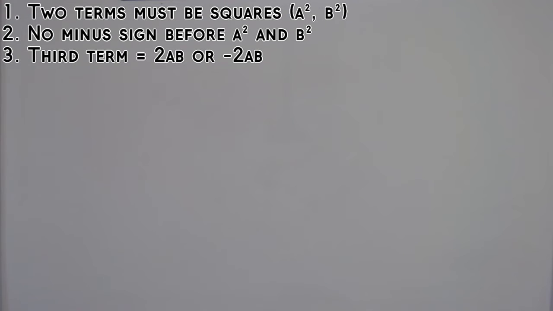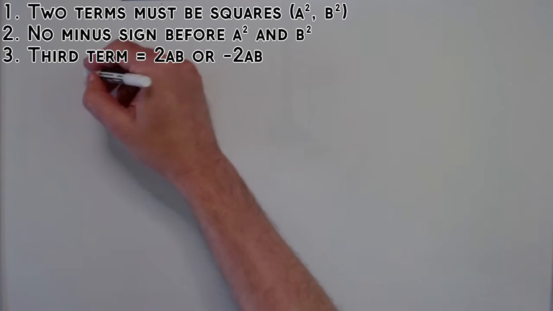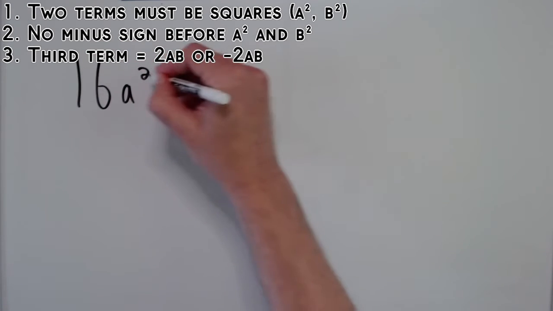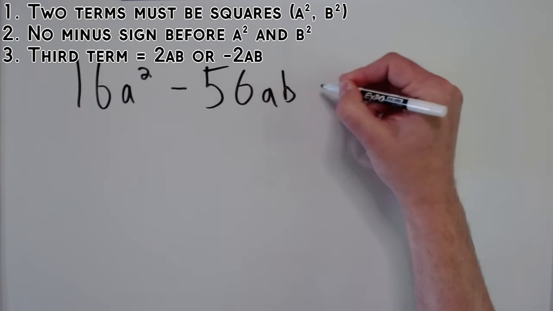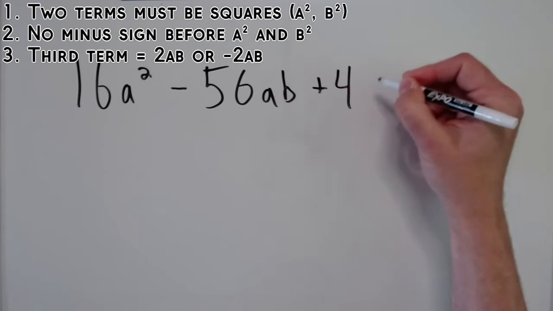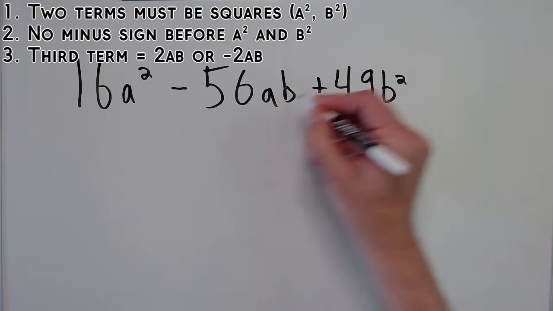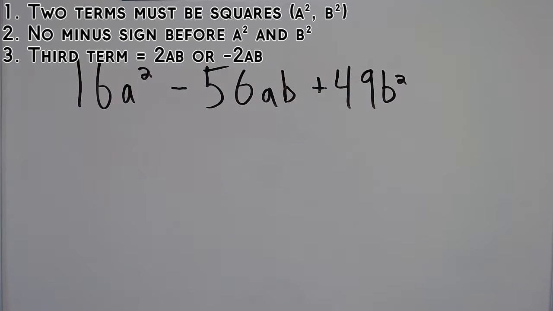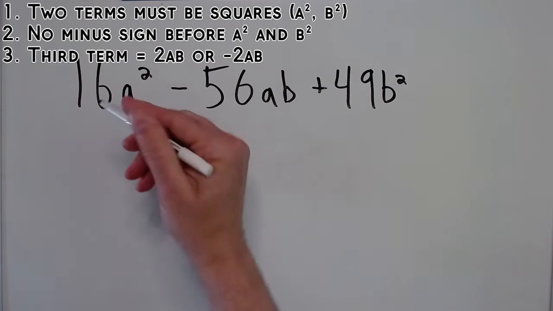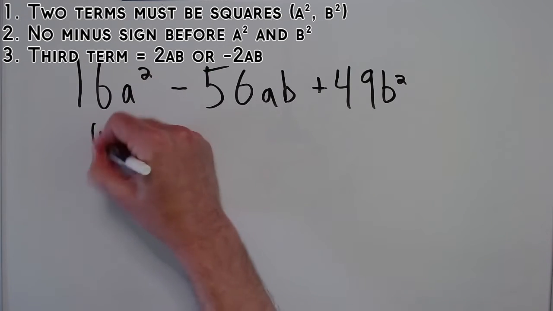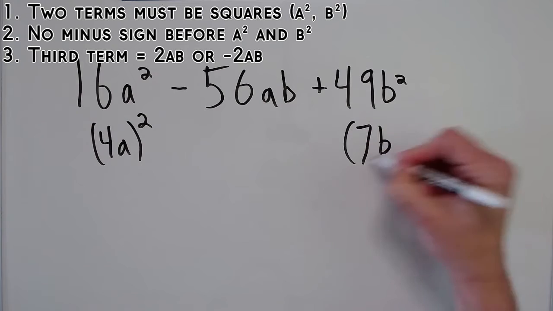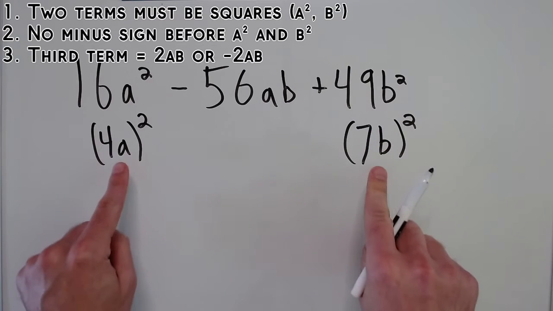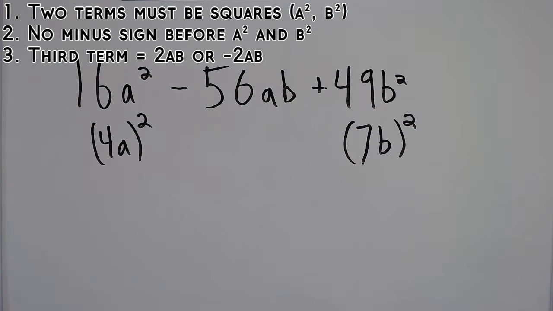Okay, we've got our trinomial square rules up here. Let's write down a trinomial and see if it is a trinomial square. We're going to do 16a squared minus 56ab plus 49b squared. Alright, so first rule, do we have two things that are squares? Well, this here is 4a squared, right? And this one over here is 7b squared. Okay, so we have two things that are squared. So we've met the first requirement.